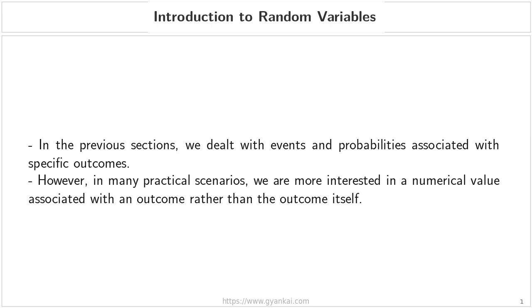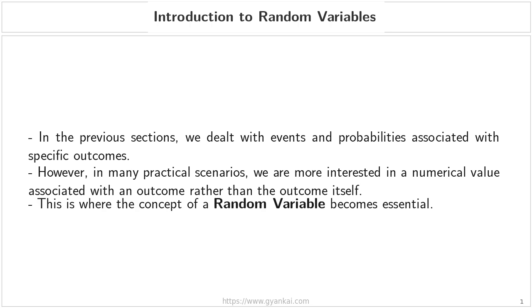For instance, instead of just looking at a sequence of coin flips, we might want to know the total number of heads we obtained. This shift from looking at qualitative descriptions to looking at numerical data is exactly why the concept of a random variable becomes so essential. It is the bridge that allows us to turn random events into numbers we can actually calculate and analyze. Let's move on to the next slide to see how this works formally.